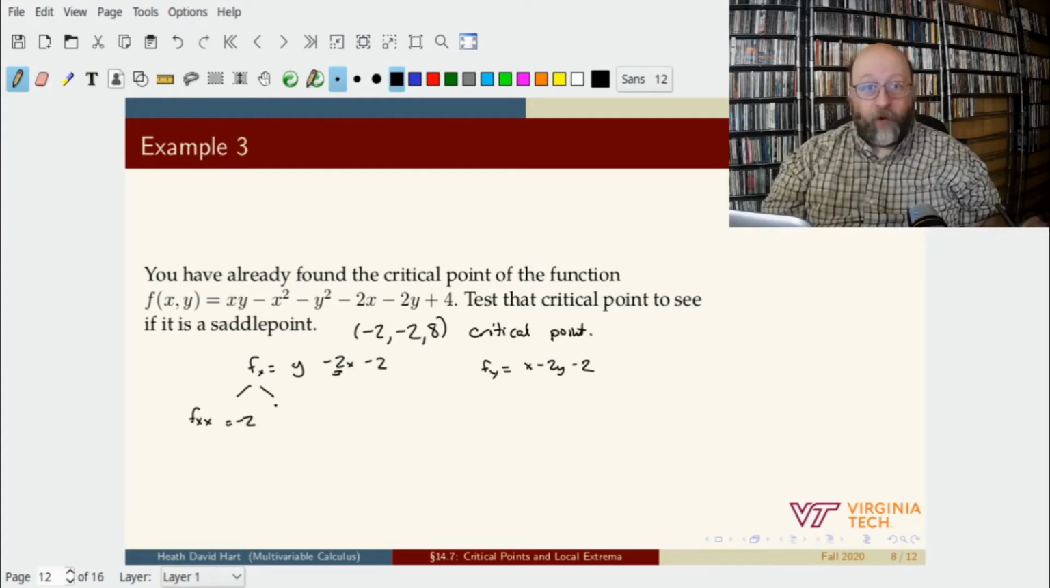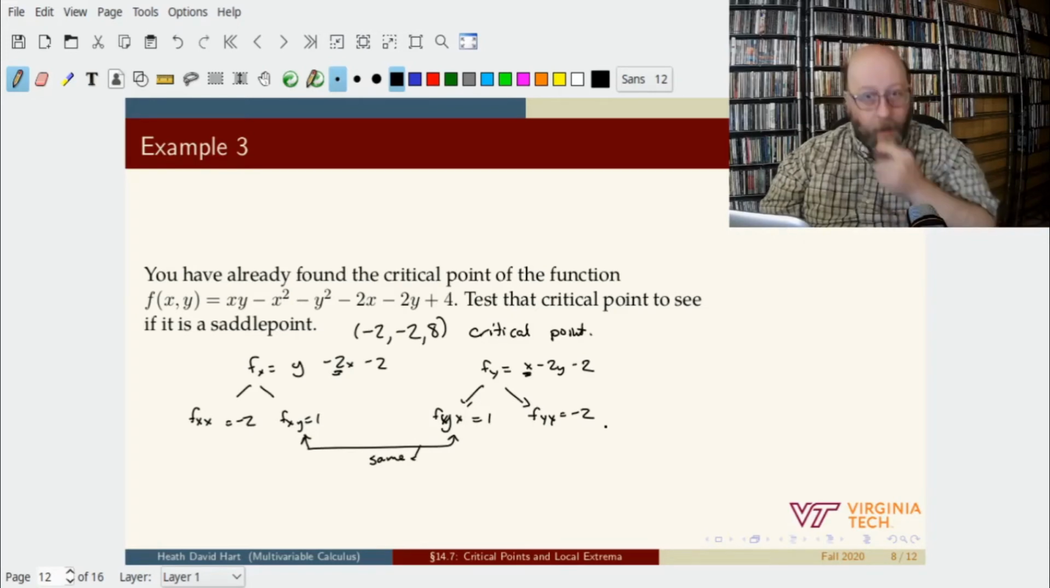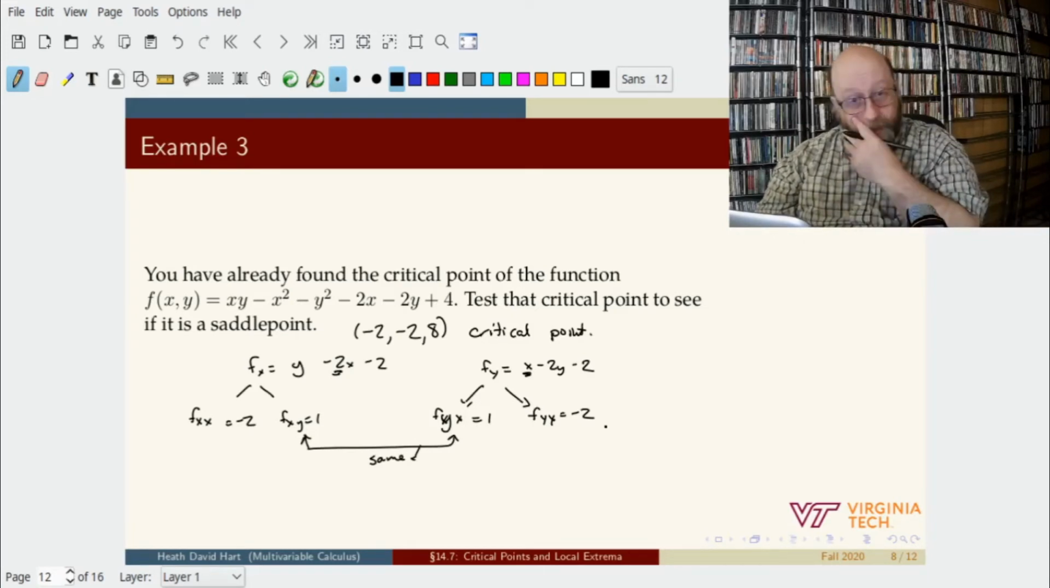The partial derivative of x with respect to y is 1. The partial derivative of y with respect to x, well, that comes from this. That's also 1. Partial derivative of y with respect to y is -2. These two are the same, which is how it should be. It's also true in this example that these two are the same, but that's not true in general. This is just a coincidence in this case.